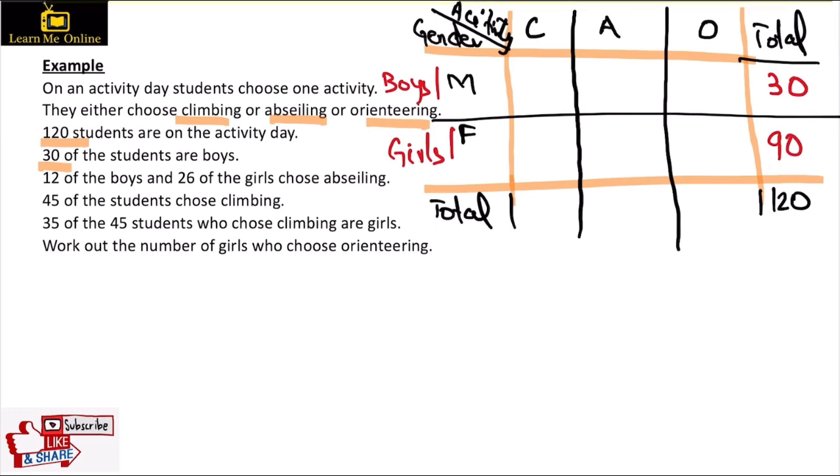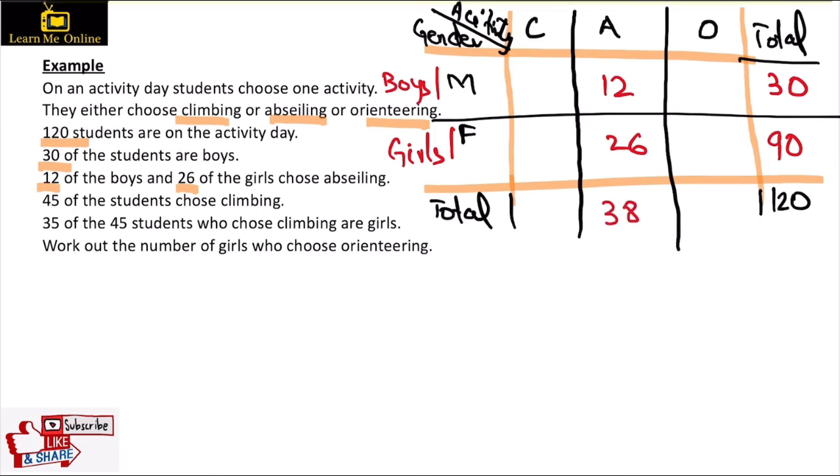Let's read the next line now. This says that 12 of the boys and 26 of the girls choose abseiling. So 12 of the boys means, this is the column of abseiling. So 12 of the boys and 26 of the girls choose the activity abseiling. Now we can do the sum of them because we know that 12 and 26 would give us a sum of 38 and it would go in here.